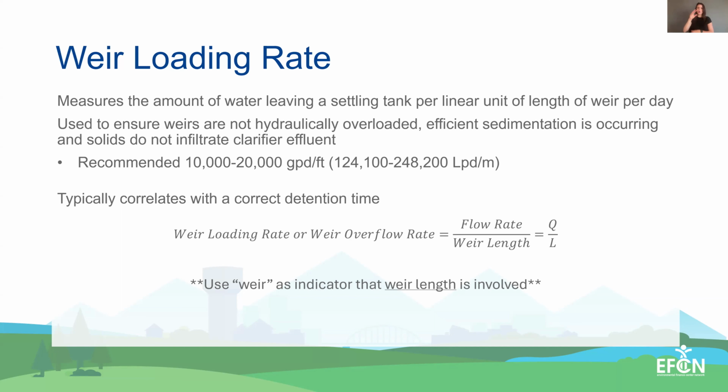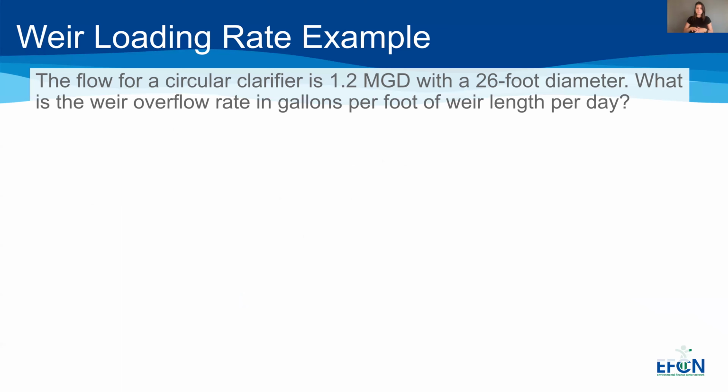So let's go over a quick example of how to do this. We're not going to take a whole lot of time on these, but we will make sure we get a walkthrough so you can see how this is done. For a weir loading rate, an example problem might look something like this: the flow for a circular clarifier is 1.2 mgd with a 26-foot diameter. What is the weir overflow rate in gallons per foot of weir length per day?